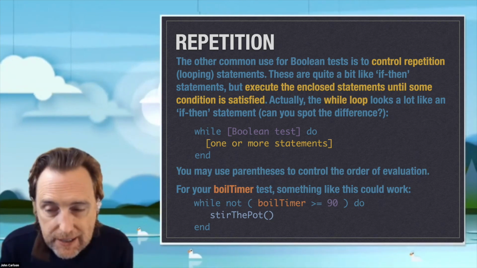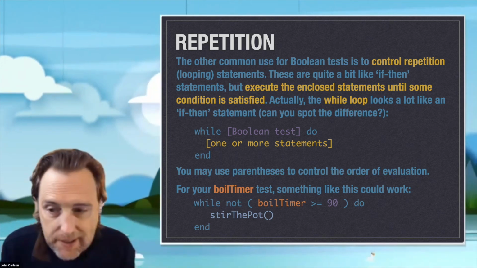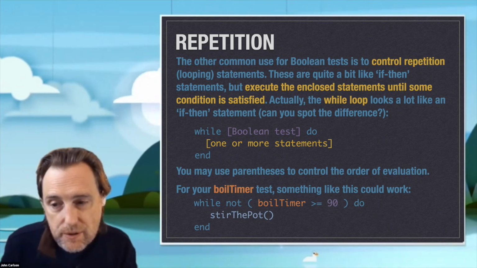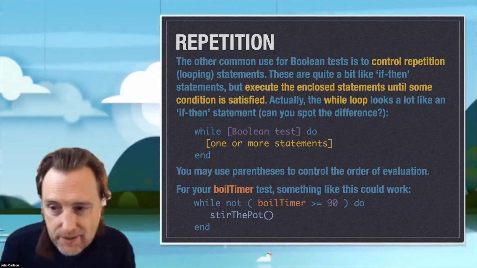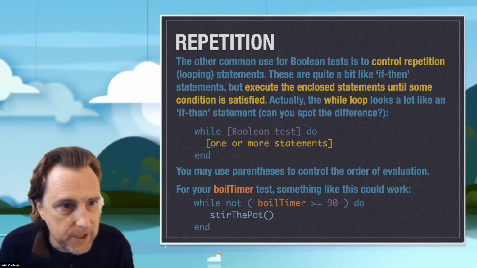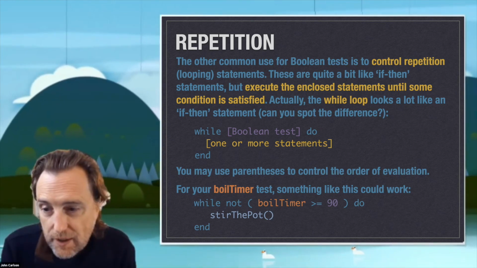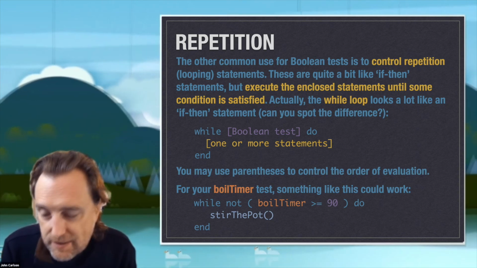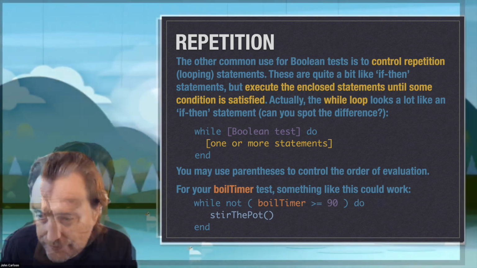You can think of it like an if statement that executes over and over again, except that the Boolean test determines whether the code inside of the while loop is executed or not, just like the if statement, but then it also determines whether or not you keep doing it. You need the inner parentheses because I want the not to apply to the result of that condition, not to negate boil timer as part of the statement.